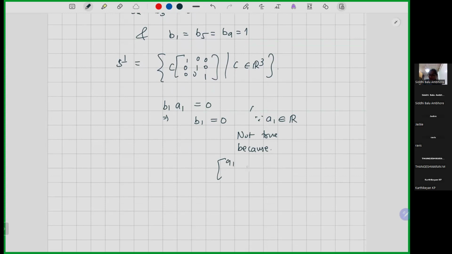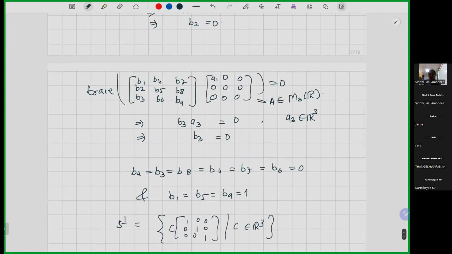Now this matrix doesn't belong to my S. So I'm not talking about S anymore. I mean, am I making sense to those who are listening? I mean, we can do this for B1, B5 and B9. Trace must be 0. Exactly.